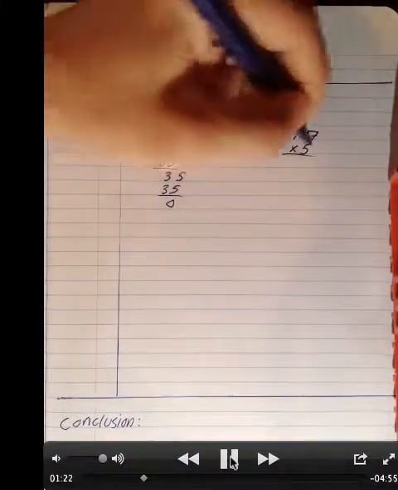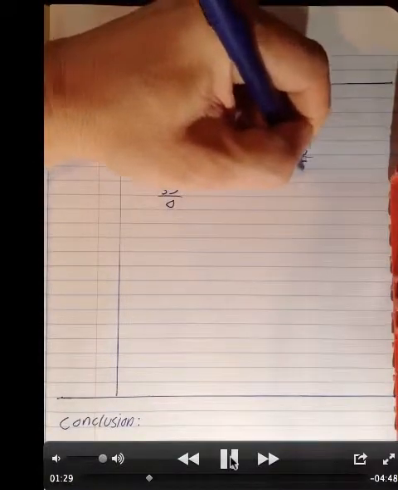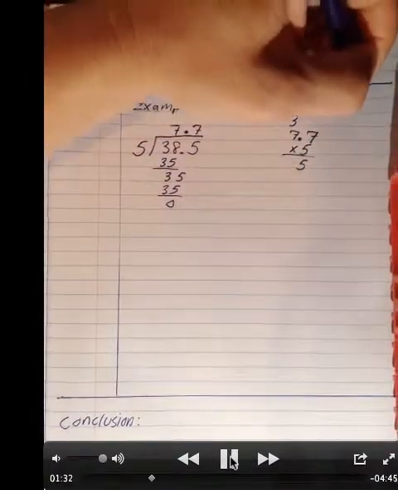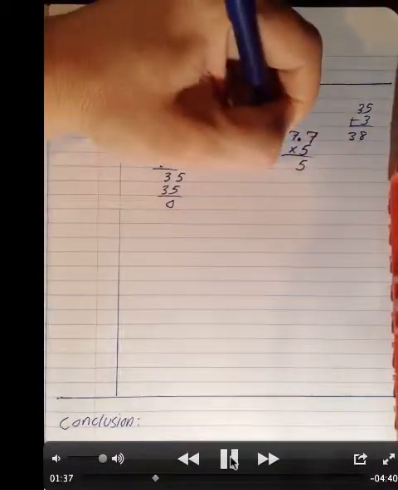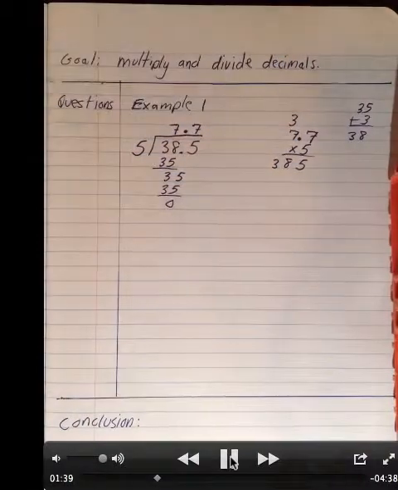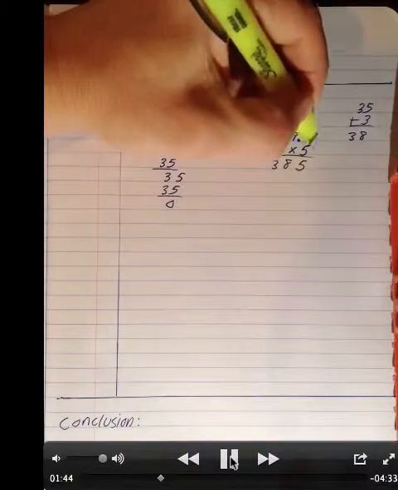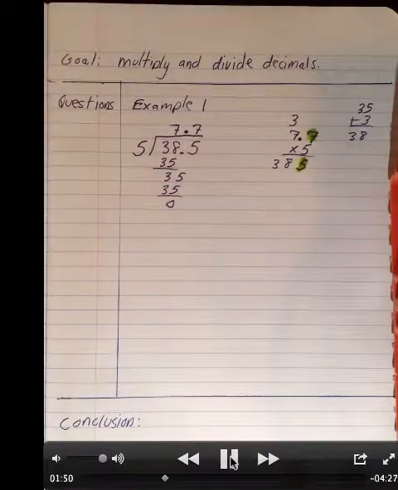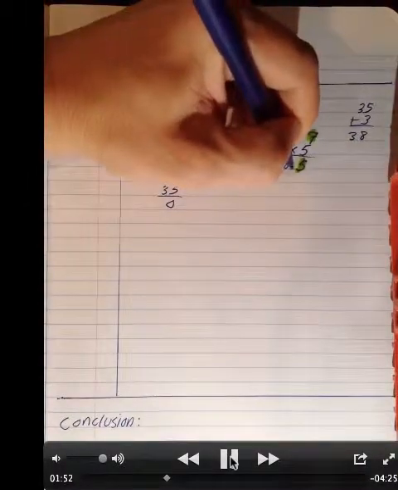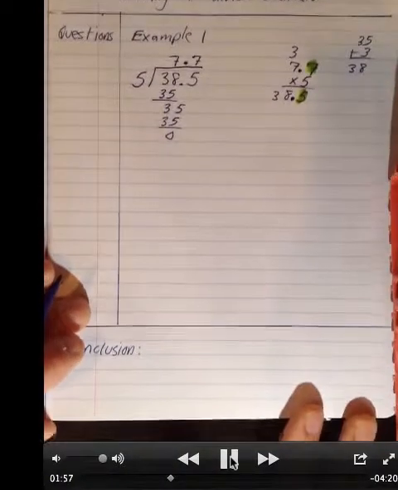If we do 5 times 7.7, then we have to do 5 times 7, which is 35. We carry the 3. 5 times 7 is 35, and add that 3, we get 385. There's one decimal, one digit to the right of the decimal, so there's going to be one digit to the right of the decimal in our answer, so we get the same answer. We get 38 and 5/10.